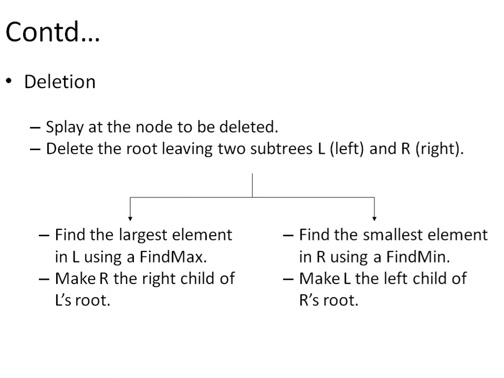Another case is that we can work with the right subtree. If we are working with the right subtree, we have to perform find min operation on R. The moment we perform the find min operation, the left subtree will become empty, and then we will add the left subtree to this R. So again, we have joined both the trees. Both ways will provide different solutions, but they both are valid.